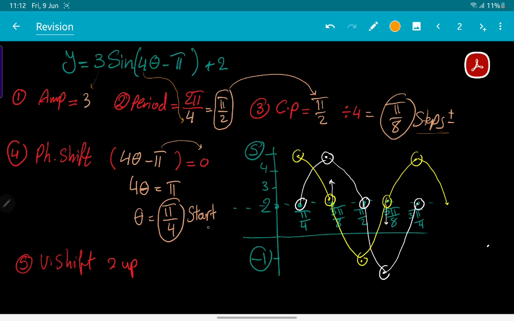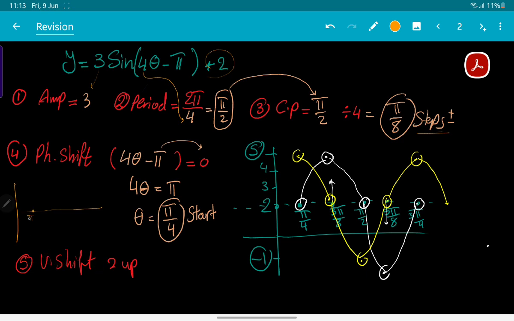The answer is your start. So we start at pi over 4, as we started here. If we have a vertical shift, it will be written here, 2 units up or 2 units down. If you want to graph without the vertical shift, forget about it and try to graph without the vertical shift.